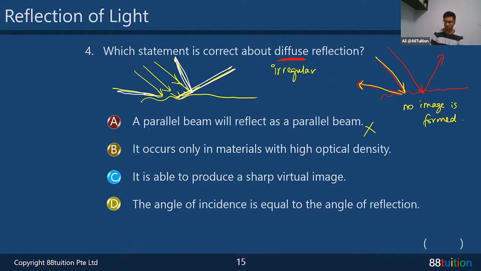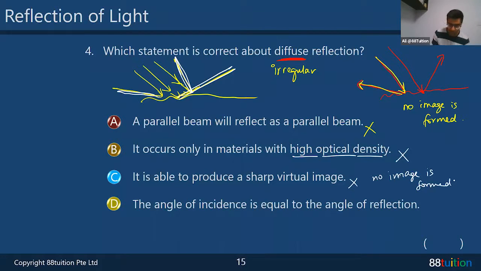B, it occurs only in materials with high optical density. What is high optical density? Low optical density and high optical density. Low optical density, it allows light to pass through. High optical density, it does not allow light to pass through, so it will reflect. No. Actually, a mirror is also high optical density, so it will not be diffuse. So this is wrong. Okay. It is able to produce a sharp virtual image. No, because usually no image is formed.